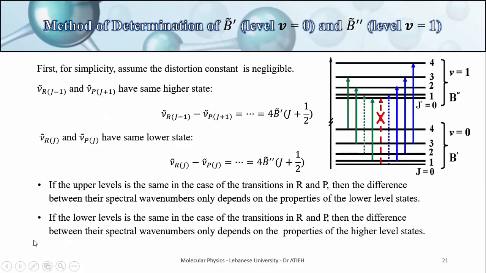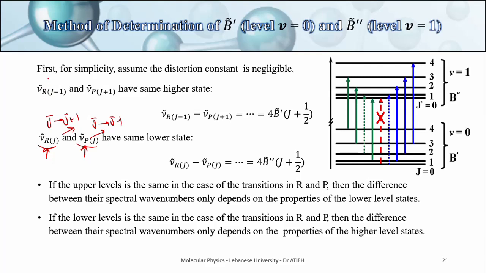Now the same is done to find B double prime. We choose two spectral lines that have the same lower state. Here I'm taking the ν̄ R of J and the ν P of J. So this is a transition from J to J plus 1, and this corresponds to a transition from J to J minus 1. So they have the same lower state.